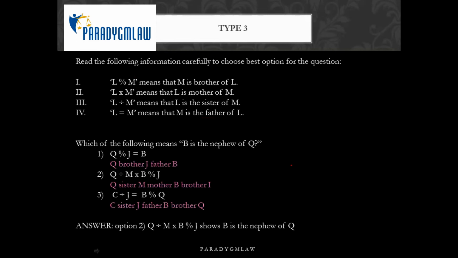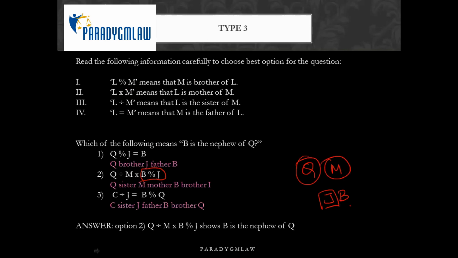Q sister. So we have second one, Q is the sister of M. I have Q's gender. And M is the mother of B. So I have M mother of B. And B percentage J means J is the brother. So B the nephew of Q.